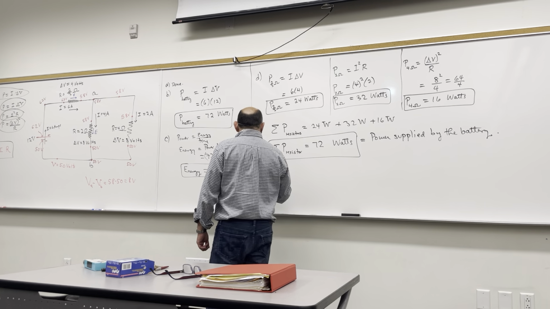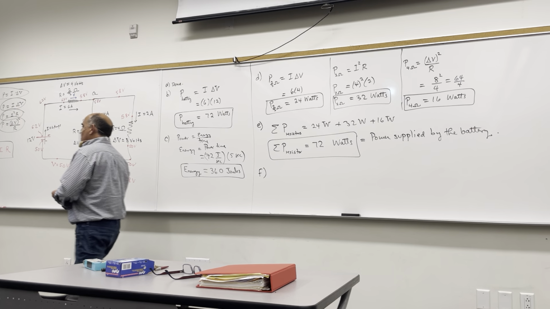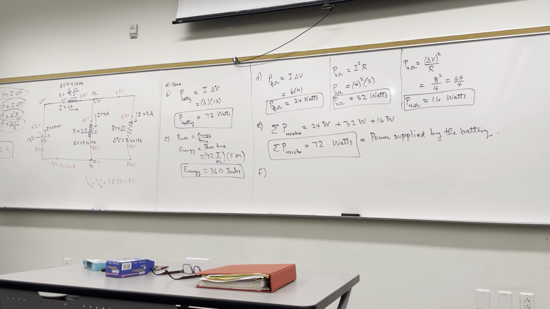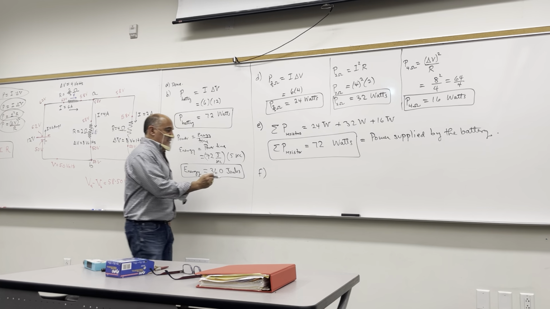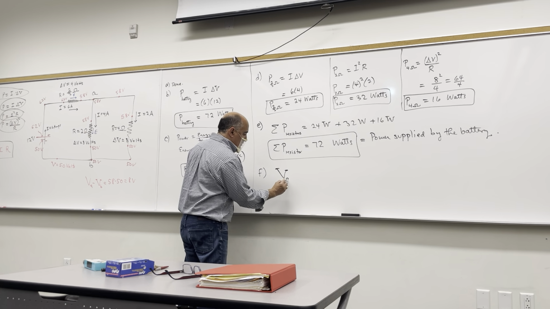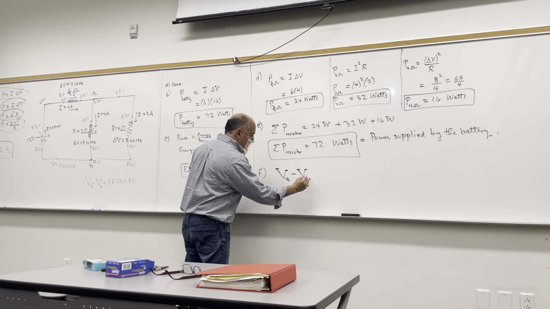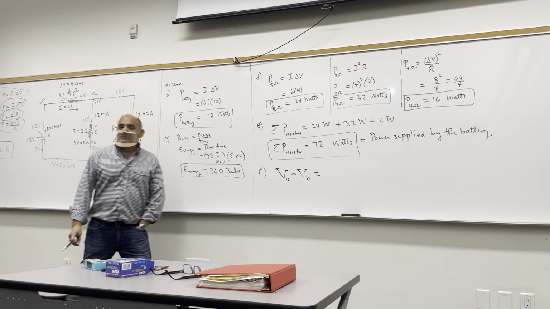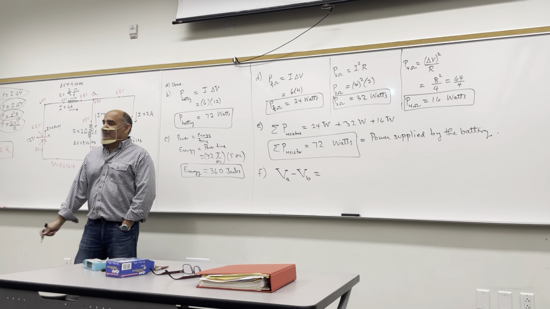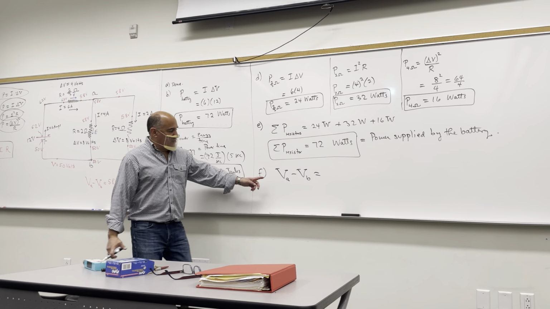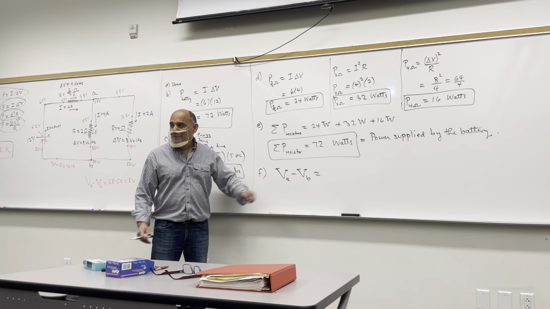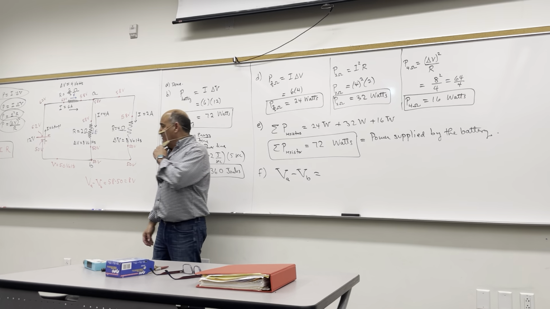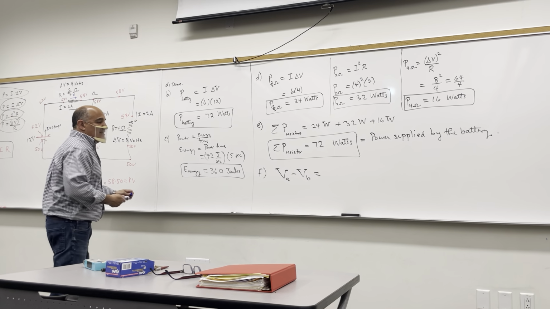And then F asks, what is the voltage between point A and B? So the approach that we will use is this. We want to know the potential difference between A and B. The way that I do it is like this: I look at this expression and I see the minus sign, and I see B to the right of the minus sign. So what I do is I take a trip.